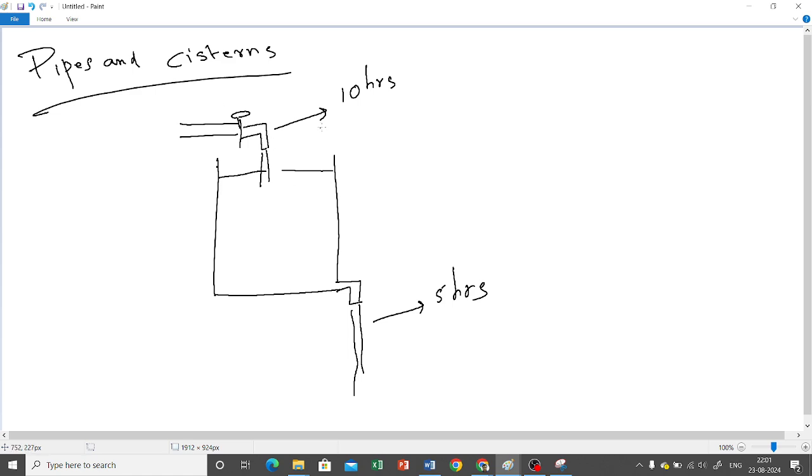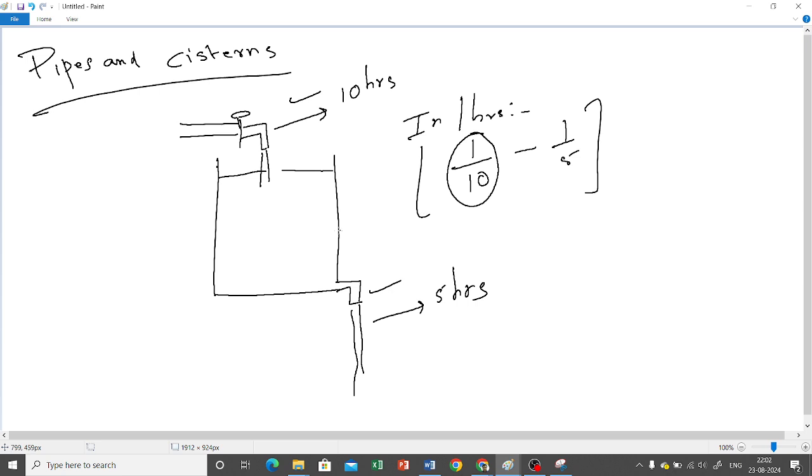Both of them are opened up, right? Then in 1 hour, how much portion of the tank is being filled? So 1 by 10, that is the amount that is getting filled, minus 1 by 5. Why? Because this tap is filling it, and this tap is emptying it. So 1 by 10 minus 1 by 5 is going to be the amount of the tank that is going to be filled up in 1 hour. Did you understand? Yes, sir.